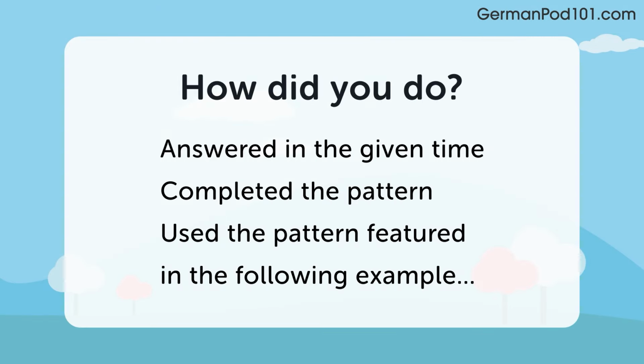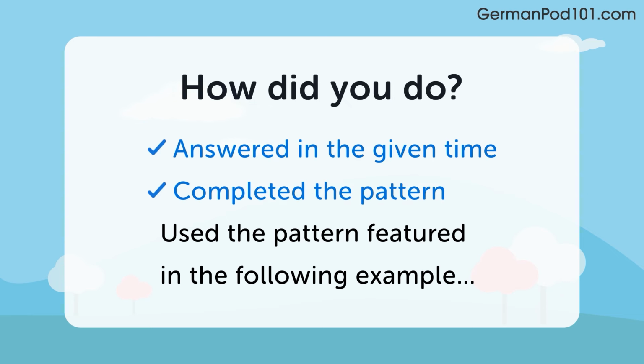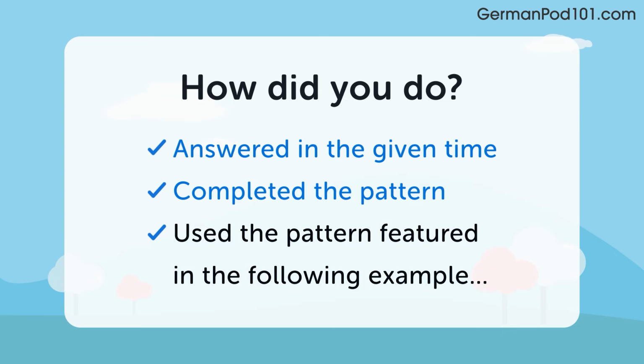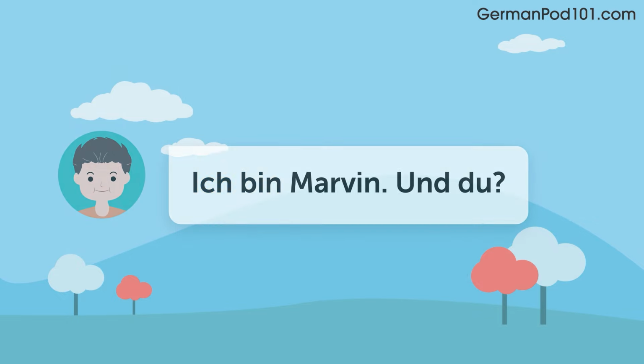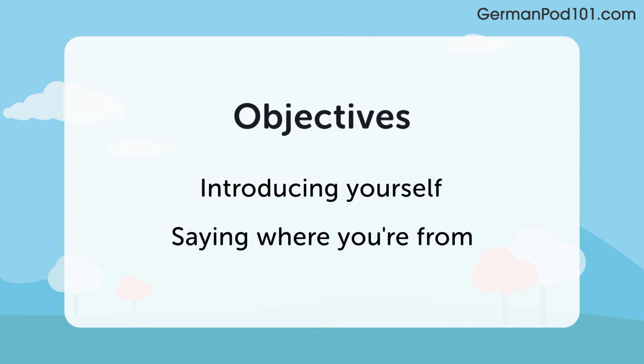How did you do? You can consider this practice exercise successful if you were able to answer in the given time, completed a pattern with your name and hometown, and used the sentence pattern featured in this example. Ich bin Marvin. Und du? Ich komme aus Kiel. Und du? Try this practice exercise again if you want to improve your fluency or skill in any of these areas.